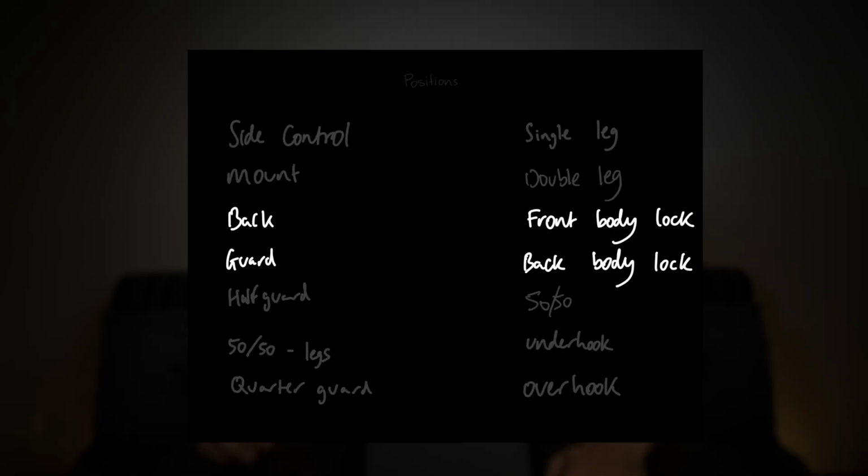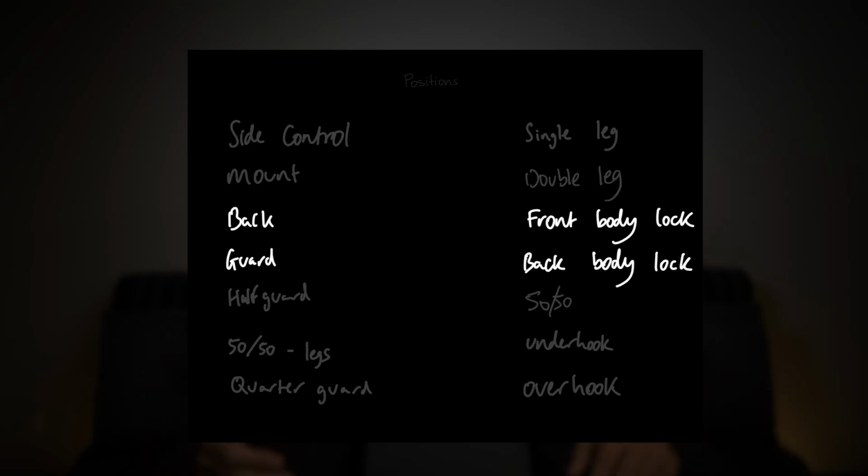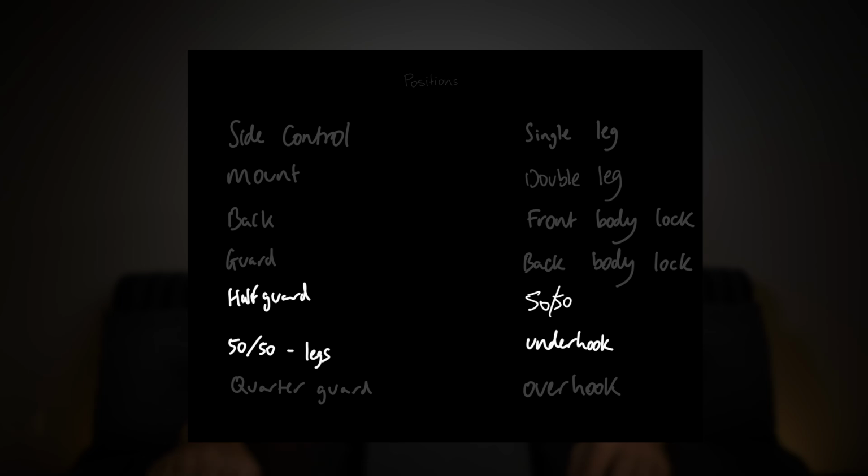Going on to the next one. Check this one. Where has your attention gone? It's gone onto the back, the guard, the front body lock, and the back body lock. Now watch this one. Where's it gone now? Just by using contrast, you can change the focus of your audience. That means if there's something very important on the slide that you want them to read first, include contrast.